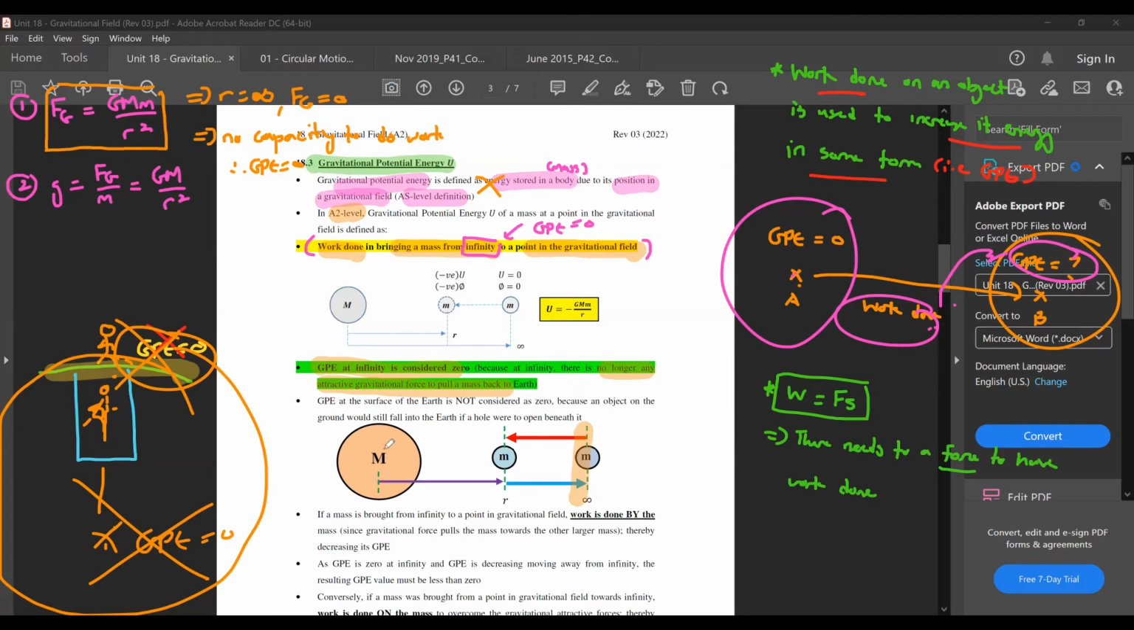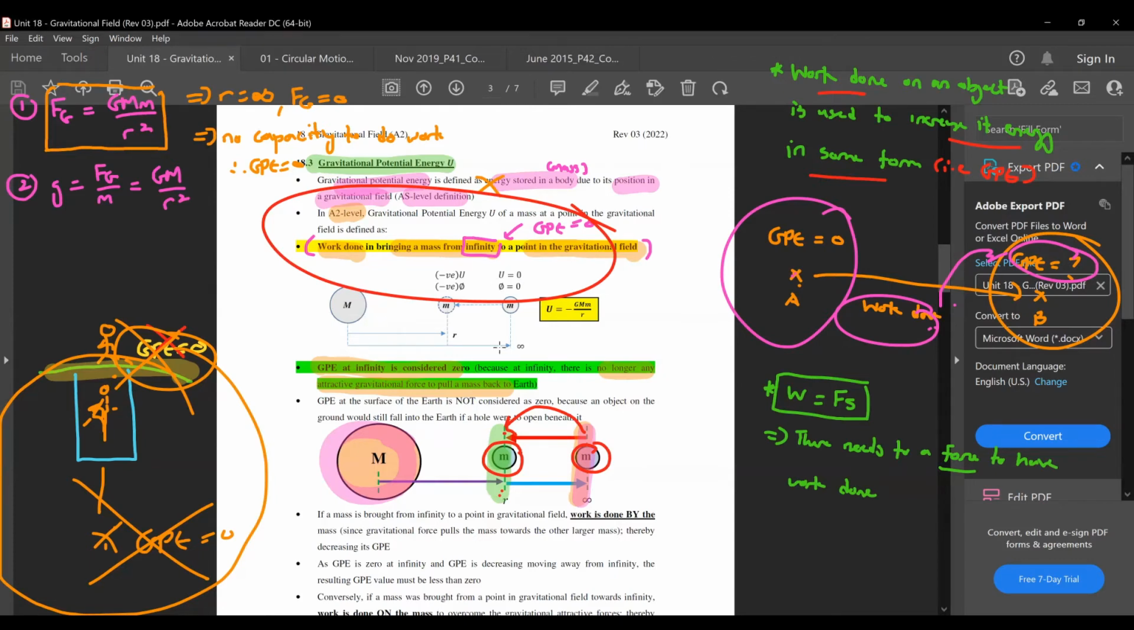At infinity. So let's just say I tell you right now, this is planet Earth, and this one is at infinity, and I'm interested in the GPE value at some point here. By definition, the GPE at this point will be whatever work I do to bring a mass from infinity to this point. Whatever work I do to bring the mass from infinity to this point will be my GPE at this point itself. That's what this definition is trying to tell you.